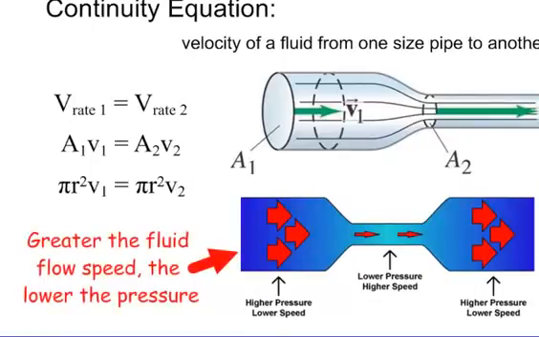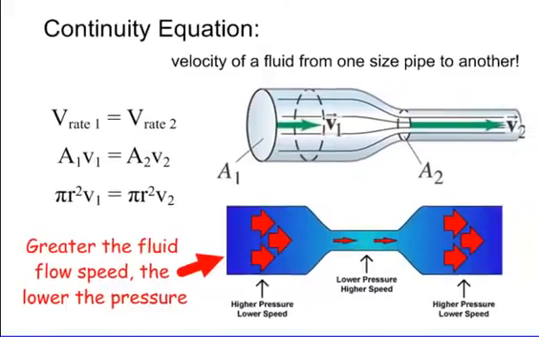You take a look at this picture right here. You can see what happens to the pressure when we have a faster speed: the pressure gets lowered. This is what happens in a hurricane. When the speed gets faster and faster, the atmospheric pressure gets lower and lower because the particles are being pushed out faster and faster. So greater fluid flow speed, the lower the pressure.